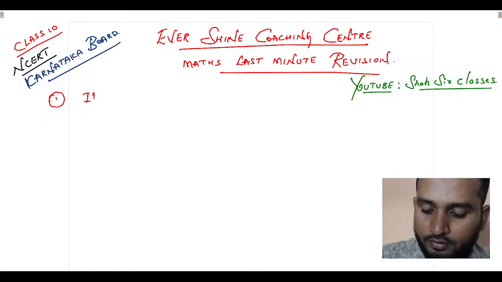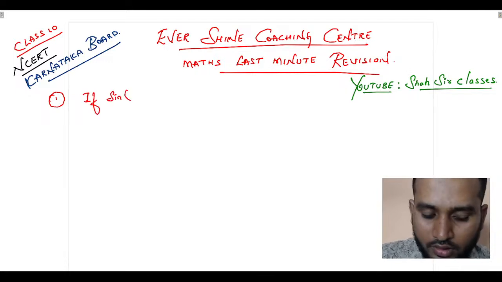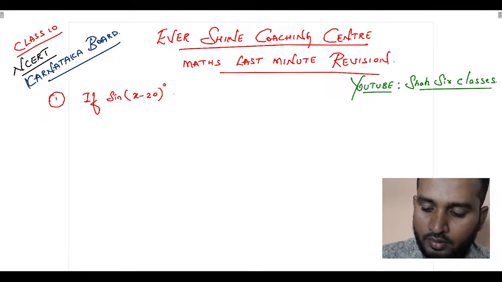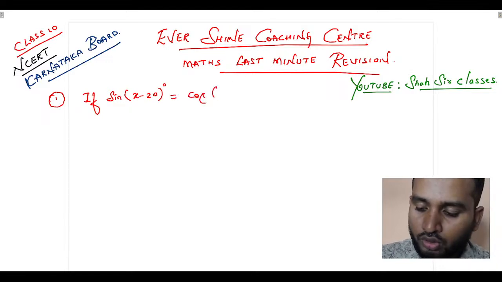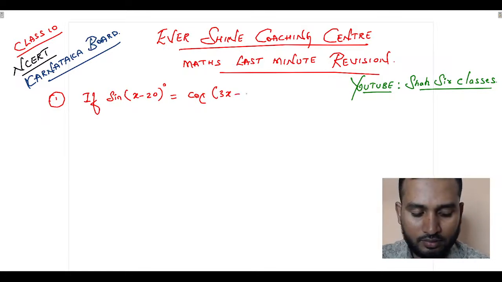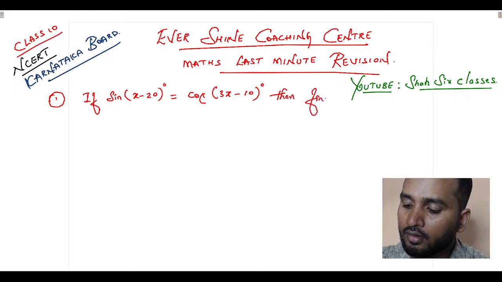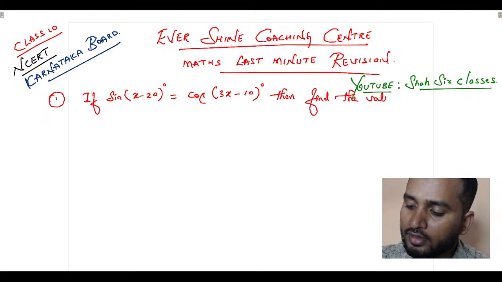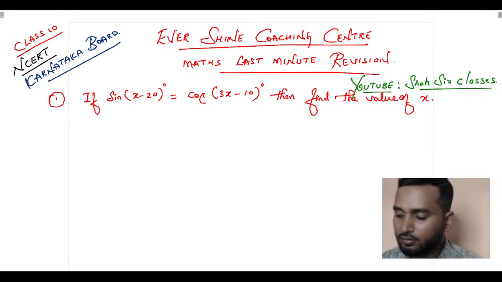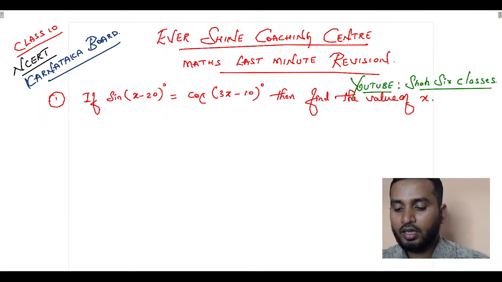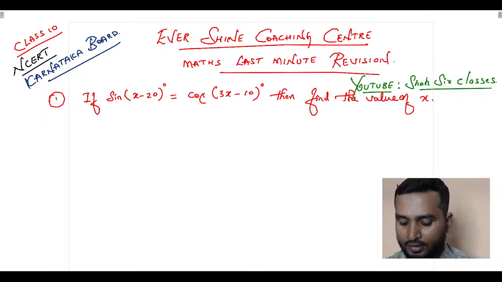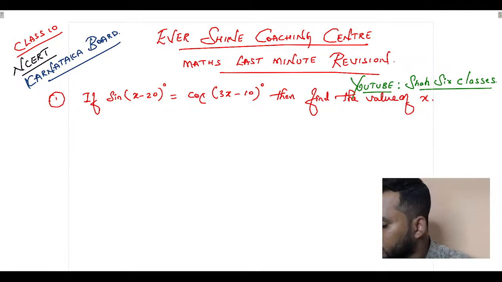If sine of x minus 20 degree is equal to cos of 3x minus 10 degree, then find the value of x. Can you solve, students, this problem? If sine of x minus 20 is equal to cos of 3x minus 10, then find the value of x. Can you solve this?